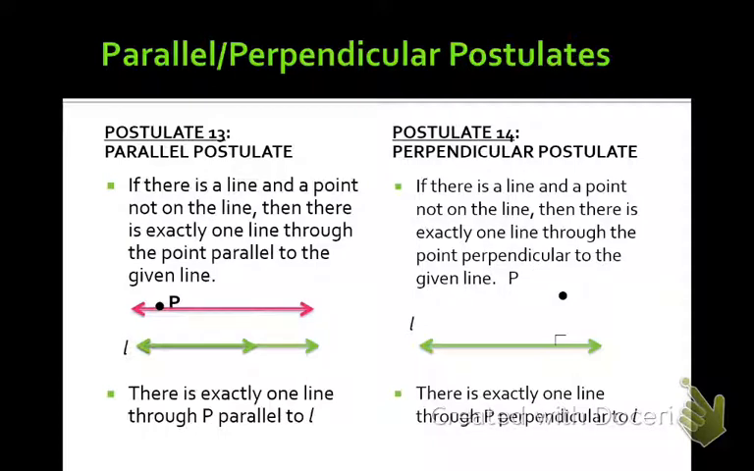The perpendicular postulate says that if there is a line L and a point not on the line, that would be this point here, then there is exactly one line through this point that's going to be perpendicular to L. This red line is the only line through that point that's going to be perpendicular to the green line.